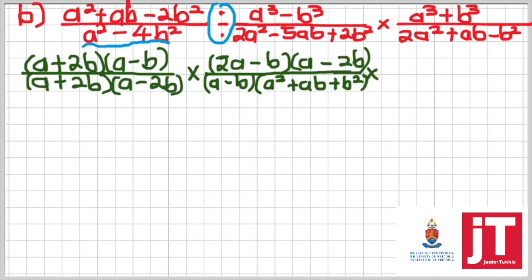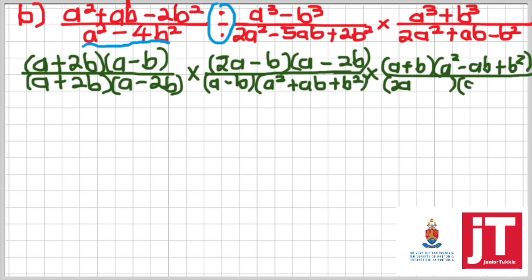The third and last fraction, I do not need to tip and times it. Why? Because there's a multiplication in front of it. So I'm just going to factorize it into (a plus b) multiplied by (a squared minus ab plus b squared) in the numerator. In the denominator, I'm going to get (2a minus b) and (a plus b).